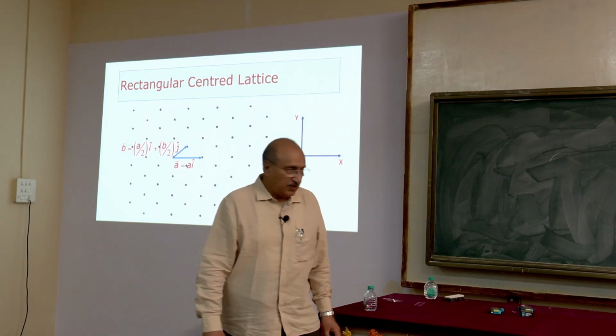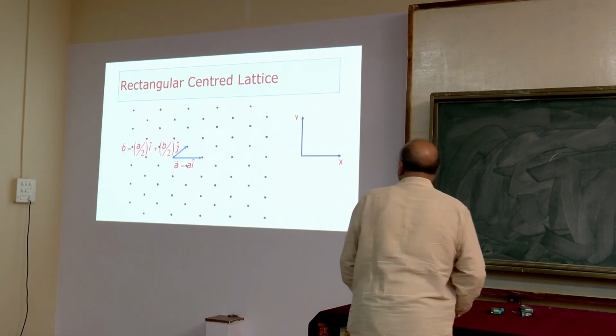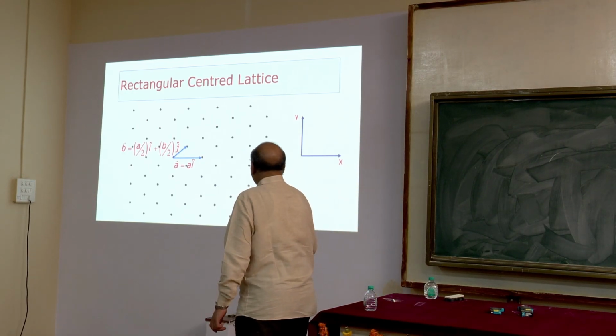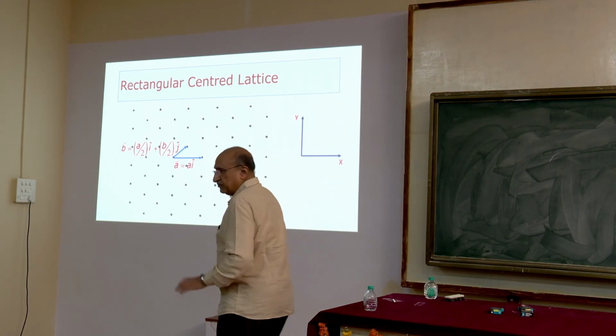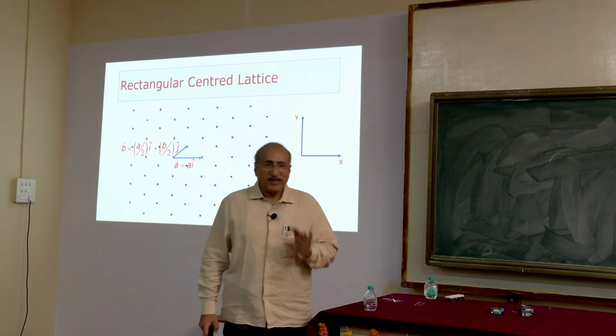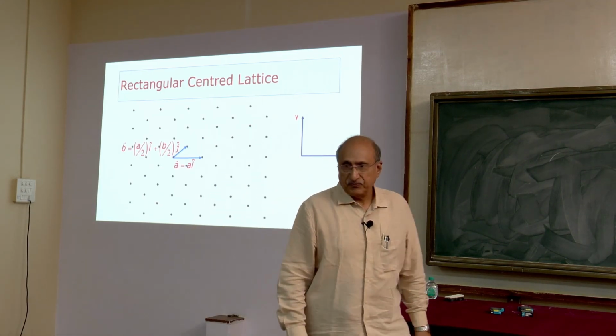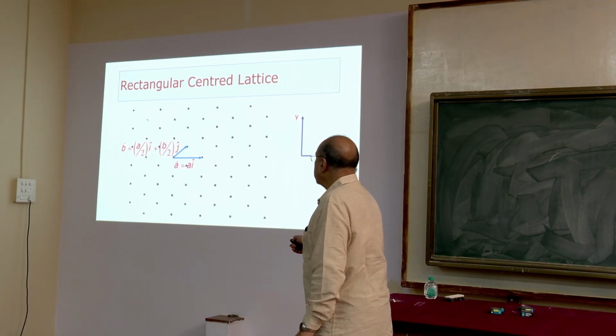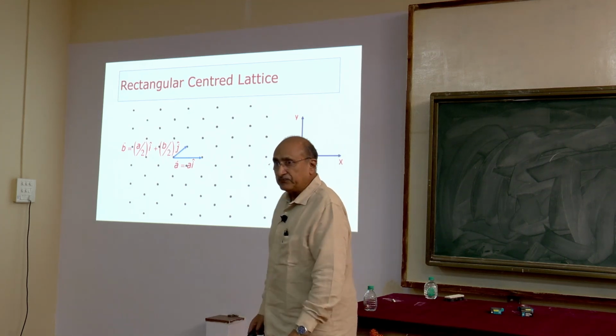lattice. This is what we call a rectangular centered lattice. After I drew the figure, I realized that it's looking somewhat like hexagonal, but let's take this as a centered rectangular lattice. It means you have a rectangle here. These are only points, okay? And there is a point at the center of the rectangle.